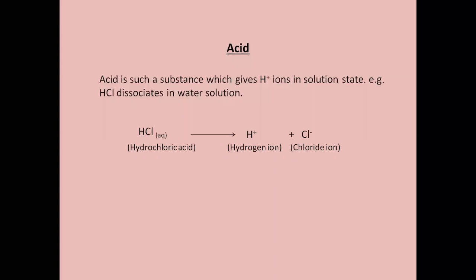Did you all understand this, the definition of acid? Acid is such a substance which gives H plus ions in solution state. You have to be very specific. Every word in this definition is very important. Solution state. And HCl dissociates in water to give us H plus and Cl minus. Everyone, come on, are you listening to me? Are you all understanding the definition of acid? And what is the important ingredient in acid which is giving us the color change? Did you all understand? Yes or no?